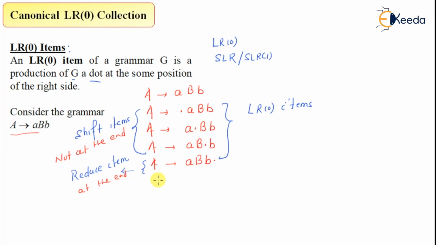Now the question is, what is the utility or significance of it? At a very basic level, A will derive a string, and when it scans the first symbol it will read this small a. This LR0 item says that it has already seen a, and whatever the next input is that it scans will come from capital B. This last one says that it has seen all of a, capital B and b, and now it is ready for the reduction.